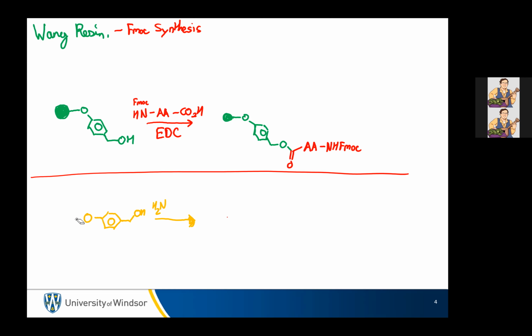And let's just protect this. I am going to protect this. We'll stick a TBS group on it. I don't mean anything by writing the Fmoc above it. It just saves me space. It just means the Fmoc's on nitrogen. Okay.